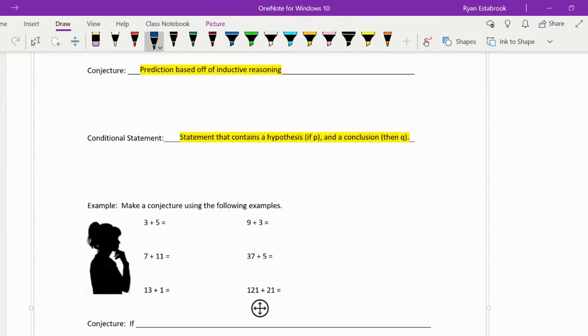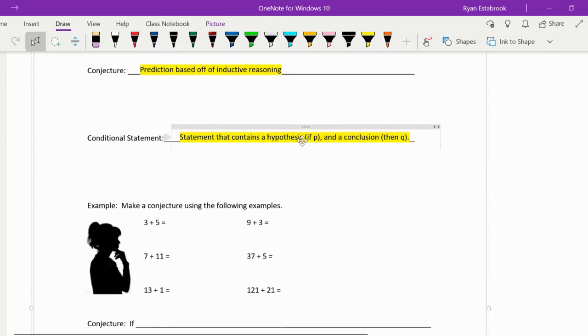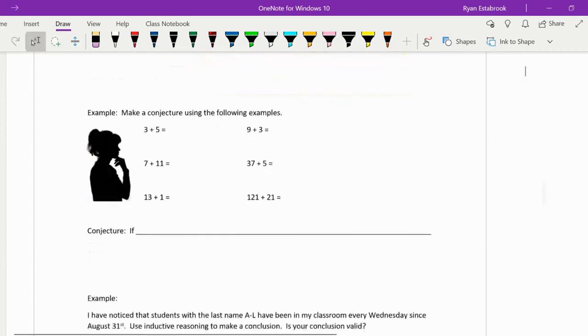A conjecture is a prediction based off of inductive reasoning. So when you were looking at those number examples before, you were making a conjecture about what was going to happen next. And generally, we write a conjecture as a conditional statement. A conditional statement is a statement that contains a hypothesis, "if P," where P is some phrase, and a conclusion, "then Q," and again, Q is some phrase. So let's look at an example of that.